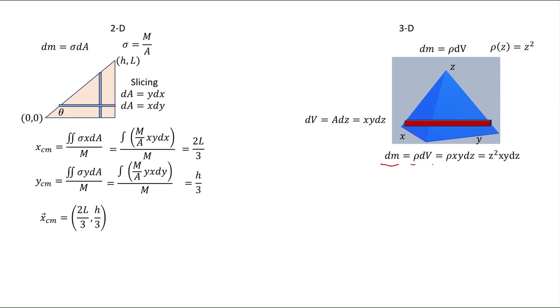So what does this mean? This means that dm goes like rho dV, as it normally does. Instead of dV, I write xy dz, and then instead of writing rho, I write z squared. Why? Because that's what the problem tells me. Easy as pie. Now the only wrinkle I have here is that somehow I'm supposed to integrate over dz, and I've got an x and I've got a y.